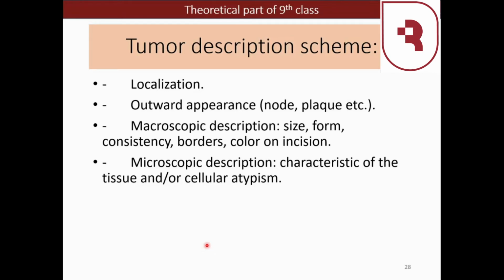Also, we should use the typical scheme of description of a tumor. We should start from the localization and outward appearance, then the macroscopical description like size, form, consistency, borders, color on incision, and then the microscopical description like characteristics of the tissue, presence or absence of cellular atypism, and all other microscopical descriptions.